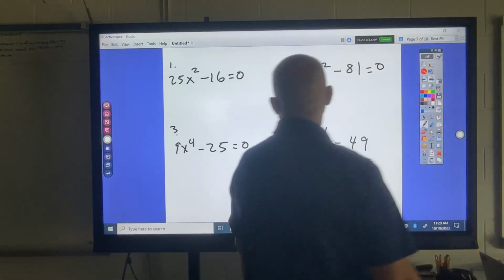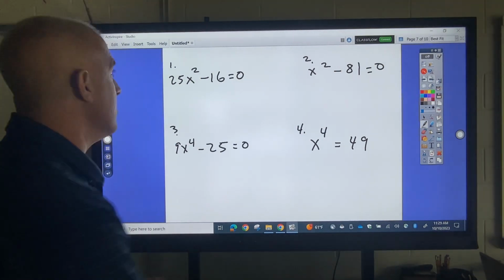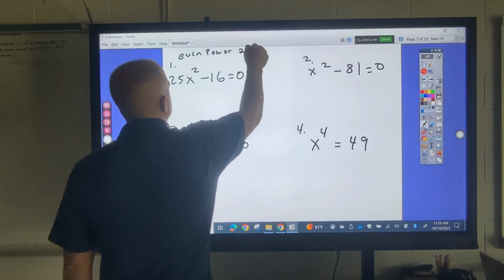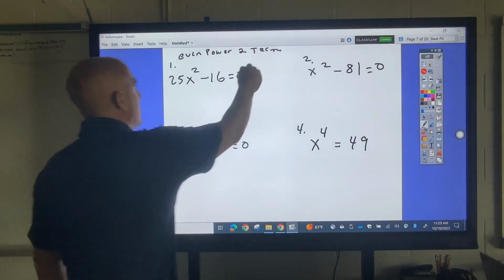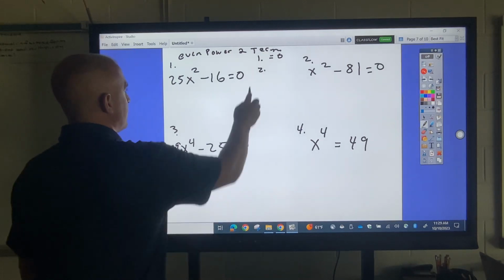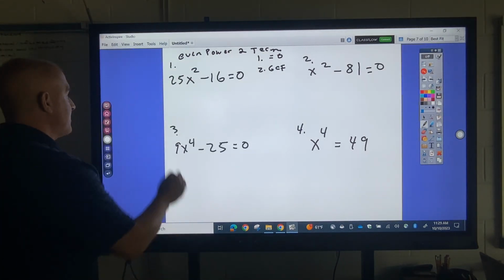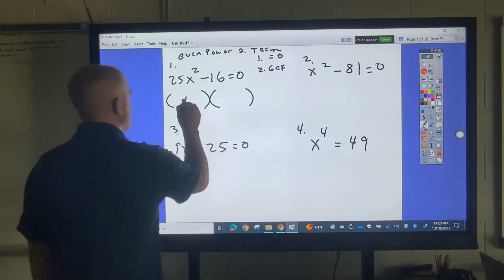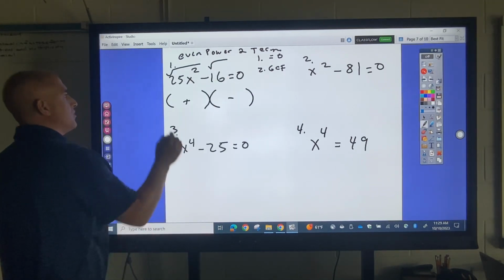Okay? All right, now, these ones with the even power, 2-term. Okay? Now, we still want to make sure it's set equal to 0. We still want to see if there's a GCF. Okay? Now, what we're going to do, very simply, one term is going to be a plus, one term is going to be a minus. I'm going to take the square root of both of those terms.